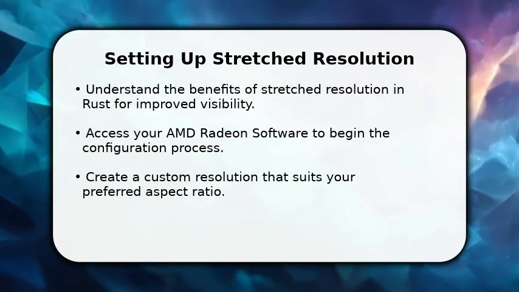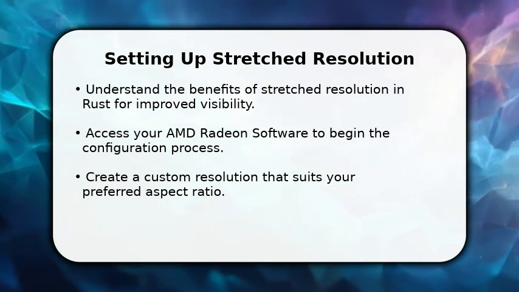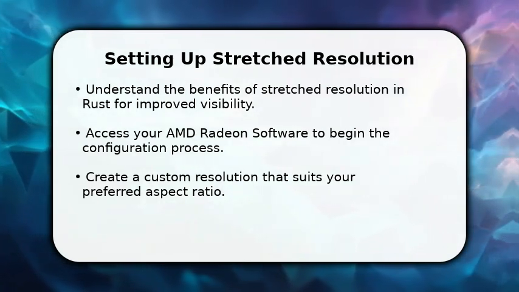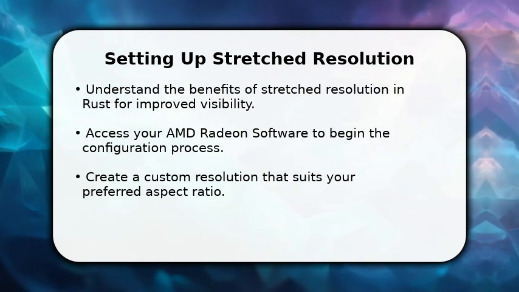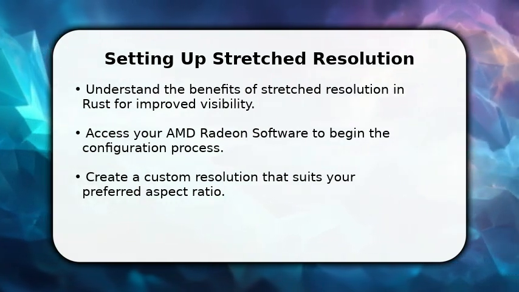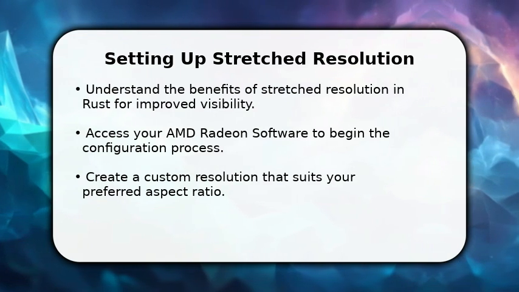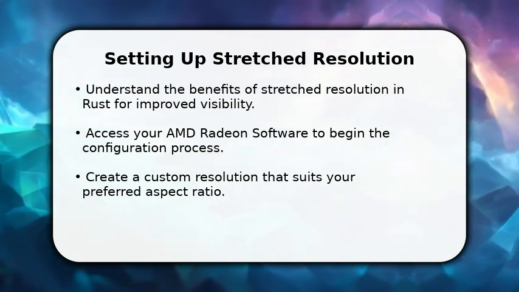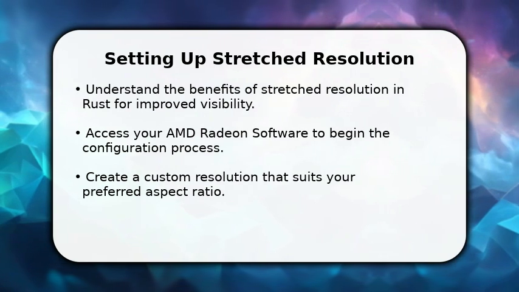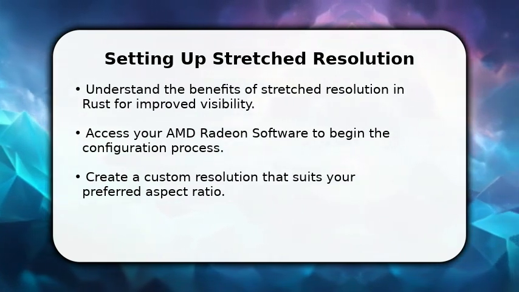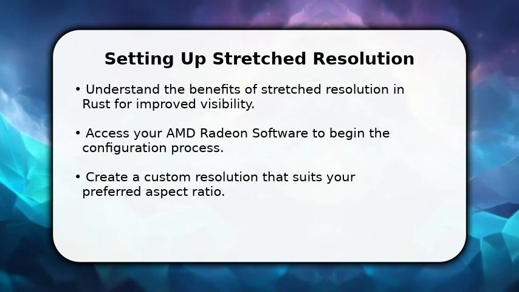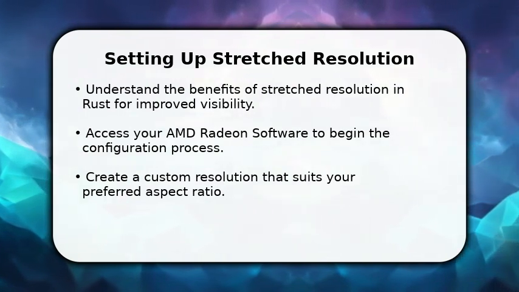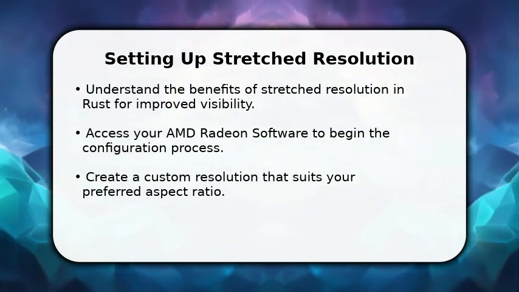In this video, I will explain how to play Rust with stretched resolution on AMD. First, open your AMD Radeon software. Navigate to the display settings. Here, you'll find options to create custom resolutions. This initial step is crucial for tailoring your visual experience in Rust, giving you a competitive edge. We'll walk through each setting to ensure a smooth setup.